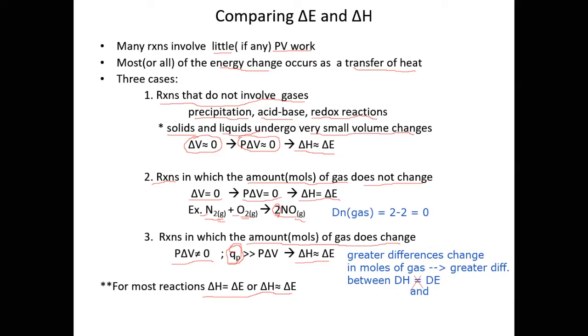Greater the difference between delta H and delta E. So the greater the difference in the moles of gas between reactants and products, the less delta H will be approximate to delta E.